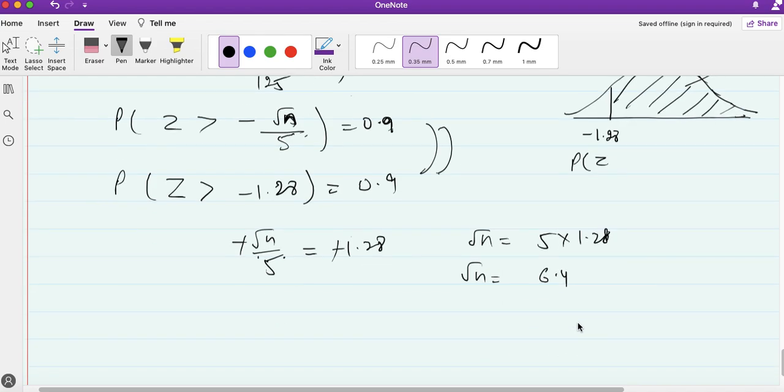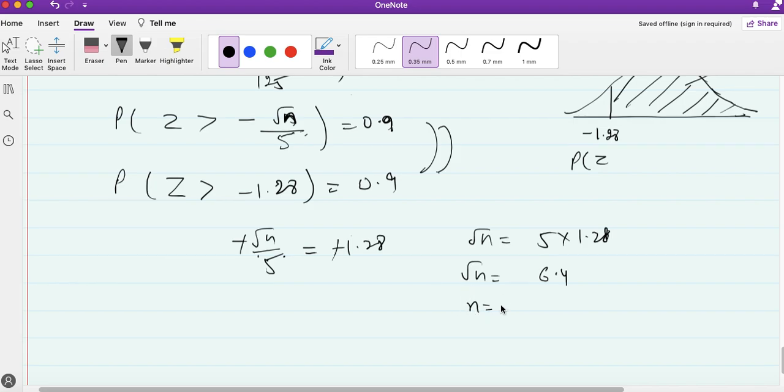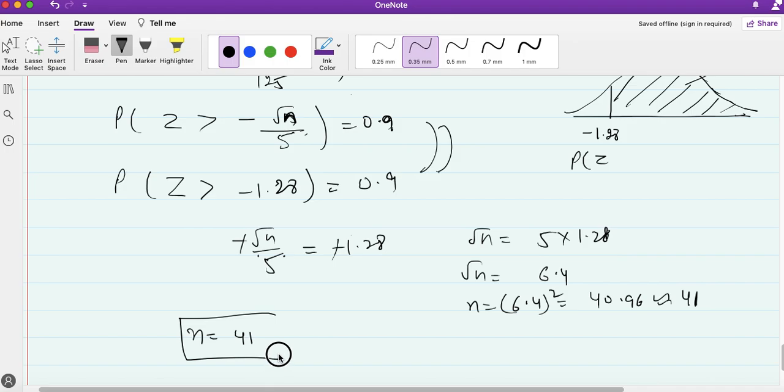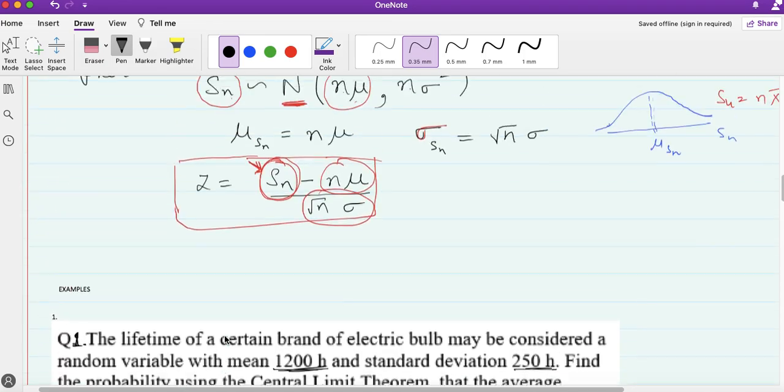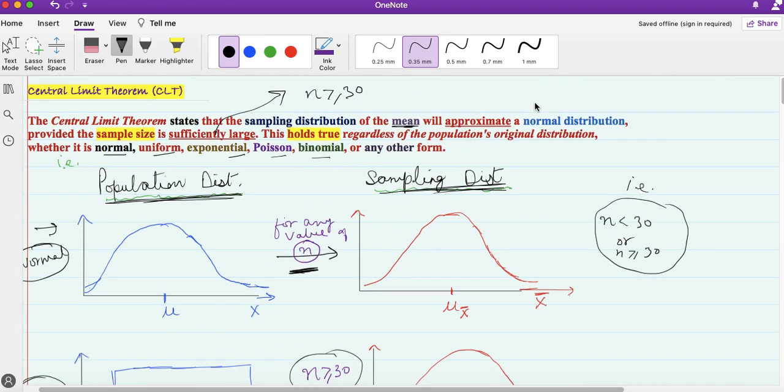6.4. So we want to find out n. Squaring both sides, we get n, and it is coming out to be 40.96. Because n is a whole number, it will be approximately very close to 41. So it is the minimum value for n. So we got an n value. That means this condition is fulfilled if n is equal to 41. So I hope you got an idea how to deal with the central limit theorem. Thank you for watching.